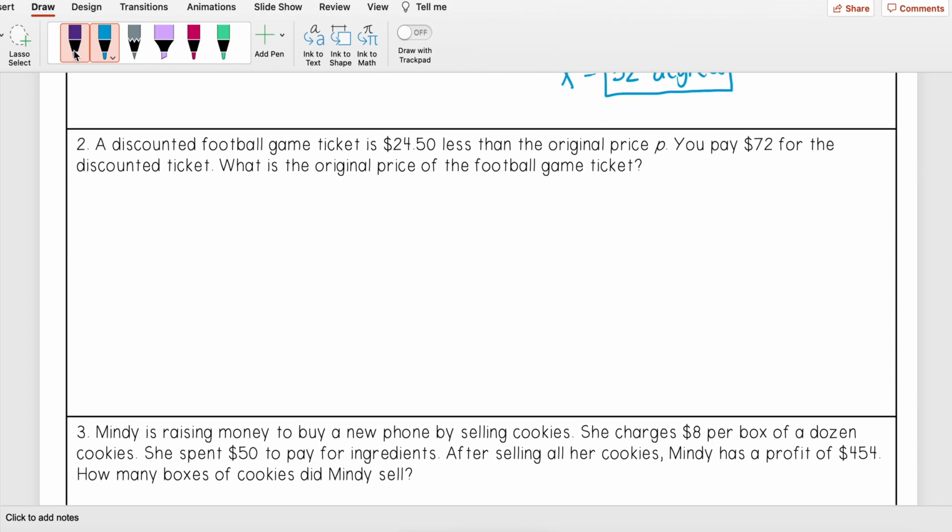Okay, let's look at this next one. So this next one says a discounted football game ticket is $24.50 less than the original price P. So I see I have that flip word again, less than. So I know I'm going to be flipping my $24.50 and P. You pay $72 for the discounted tickets. That's going to be my total. In total, I paid $72. What is the original price of the football game ticket? So first step is I want to label what my variable is. In this problem, they actually already gave us our variable. That's P. And it's the original price.